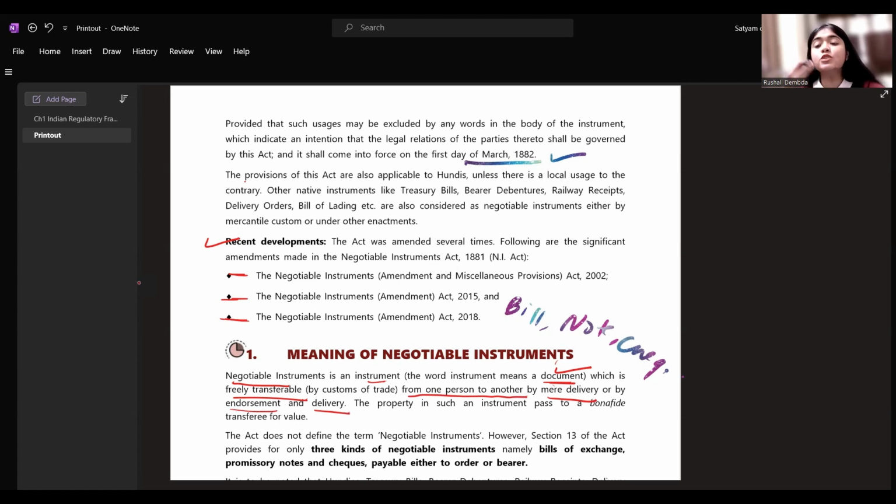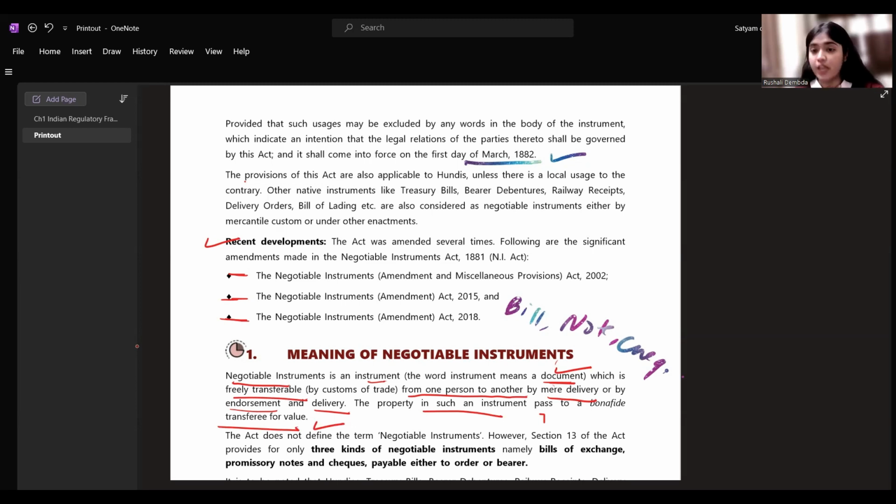By mere delivery means you directly give it to them, or endorse it. You write that this is endorsed to someone else. This is given on behalf of someone else, and delivery. Then you have to give it to them also. The property in such an instrument passes to a bona fide transferee for value. The property, whatever amount is going to be received. Property here means the specified sum of amount that is to be received. In such an instrument passed to a bona fide transferee. Bona fide person, person in good faith. Bona fide means good faith. Transferee for value, that will be given for some value.